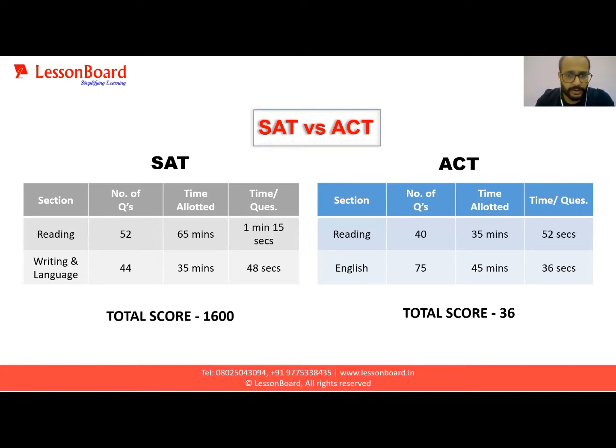All right, now if we notice, SAT allows us 65 minutes for 52 questions, whereas the ACT allows us 35 minutes for 40 questions, right? That means that on the ACT, our reading speed has to be much more than on the SAT, because if you look at the average, ACT gives us 52 seconds to answer one question on the reading section, as compared to SAT, which gives us 1 minute 15 seconds.